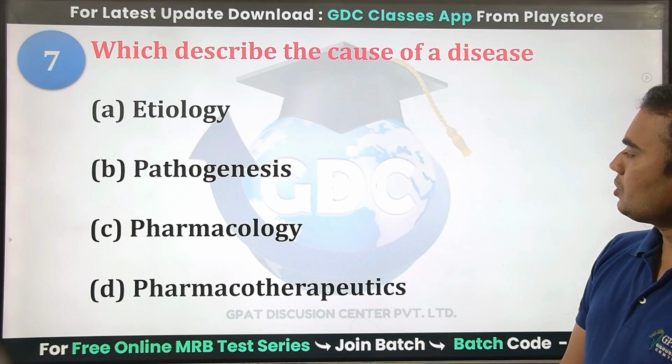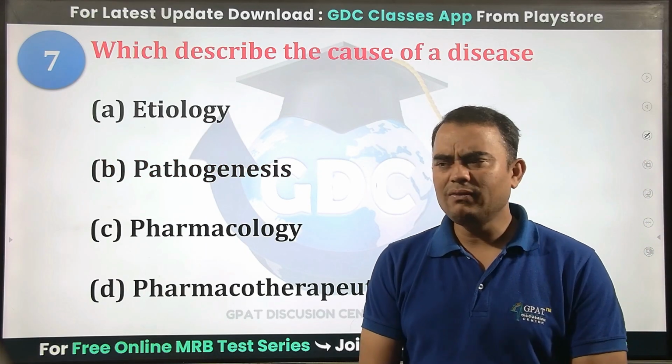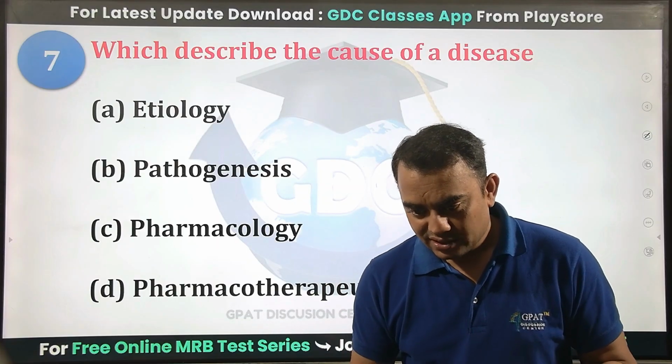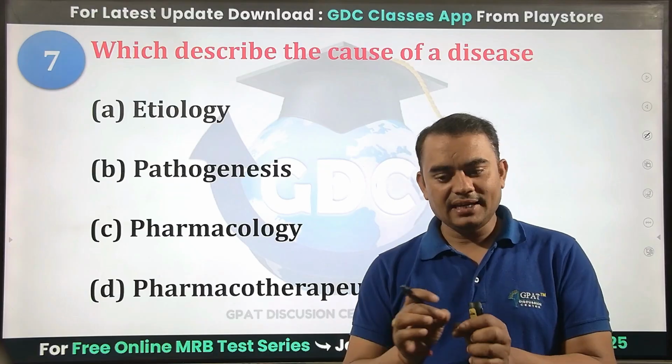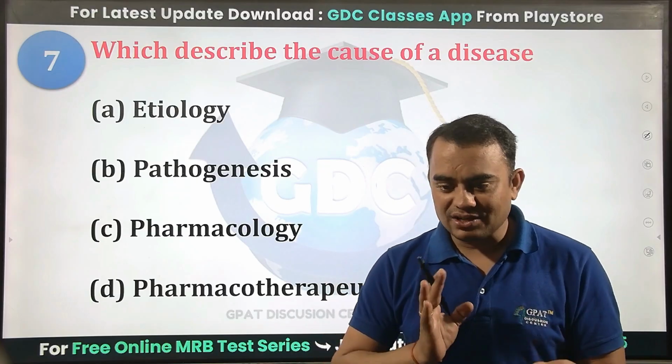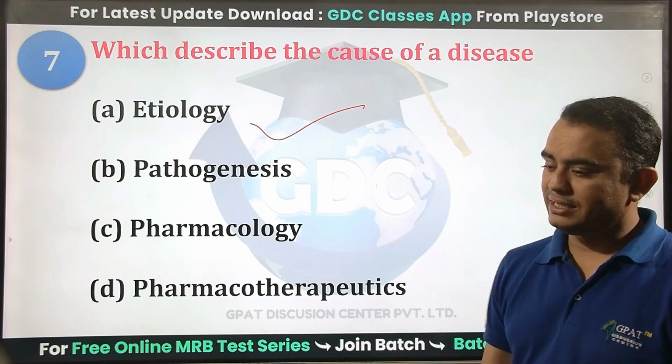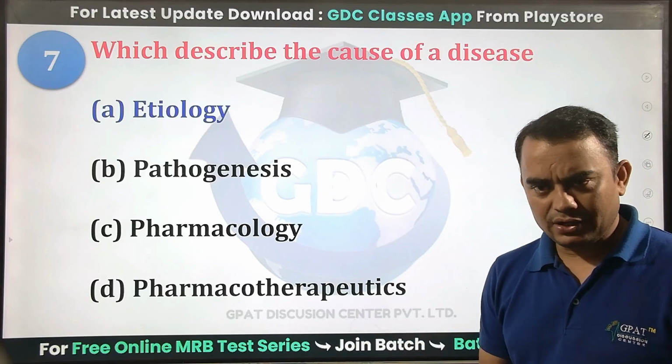First National List of Essential Medicine included 279 medications. Which describes the cause of disease? Always we say, what is the cause of disease, or what is the etiology of disease? So cause and etiology have the same meaning. These are synonyms. So cause, etiology describe the cause of the disease. So the correct answer will be etiology.